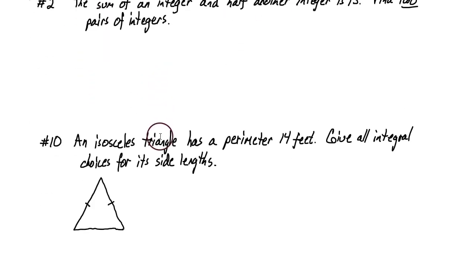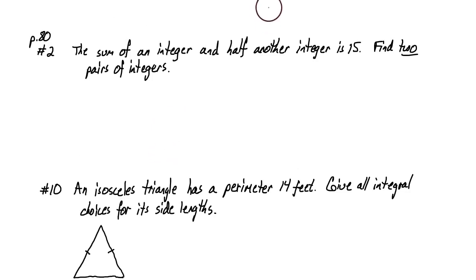Now page 80, number 2. We're given a word problem. The sum of an integer and half of another integer is 15. Find two pairs of integers. For the first number, let's use x. For the second number, let's use y. Now let's reread the sentence and create a model. The word sum means to add. We're supposed to add the first integer plus half of the other integer, and we're told that that is 15. Find two pairs of integers. So find two roots to this, or two solutions to this.